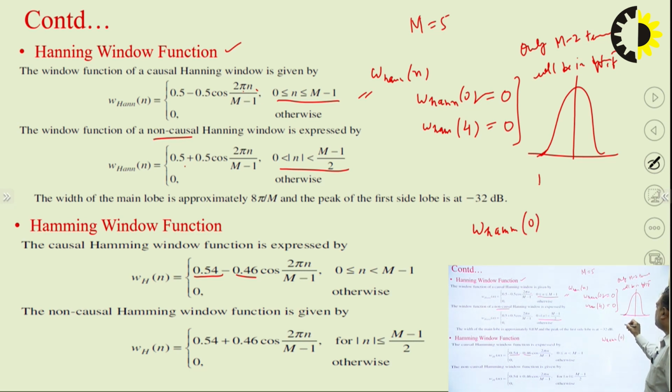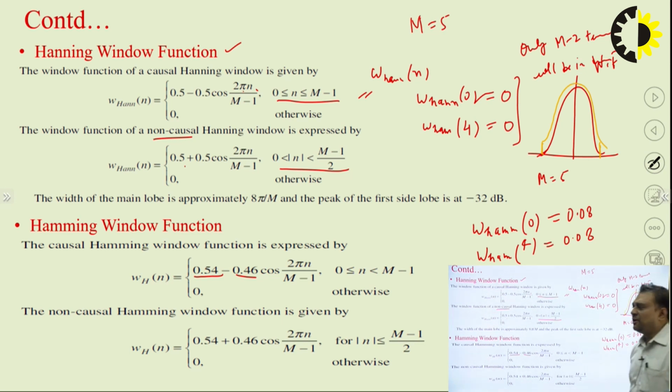Okay. Now if you see the first and last W ham, let's say again we are taking M equals to 5. So this value will become 0.08, and also W ham at M minus 1, that is 4, this value will become 0.08. So your envelope will be slightly changed. How slightly changed? First and last value is not 0, but it is somewhat like this. Okay.